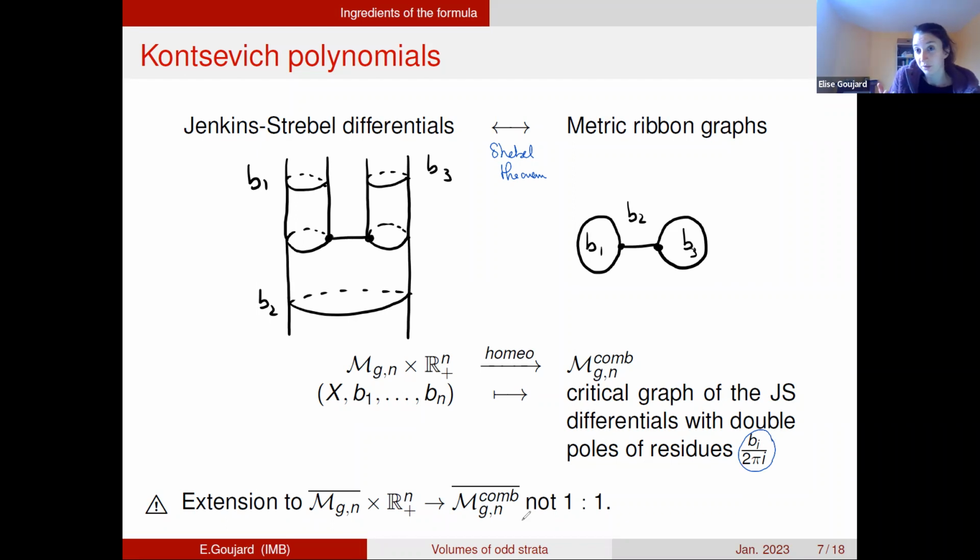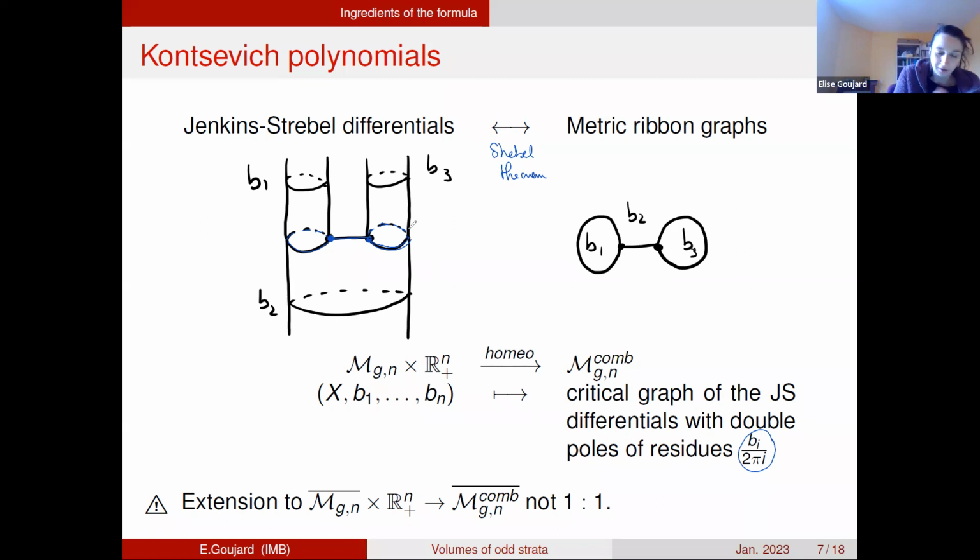Okay. And considering this Jenkins-Strebel differential, I can look at the critical graph of this differential. So the critical graph is the set of horizontal leaves that pass through the singularities. So it's a graph, and it's a graph on a surface, embedded in the surface. So it's a ribbon graph. And then it's also a metric ribbon graph, because here you have a flat metric, so you have a notion of length for each curve here.